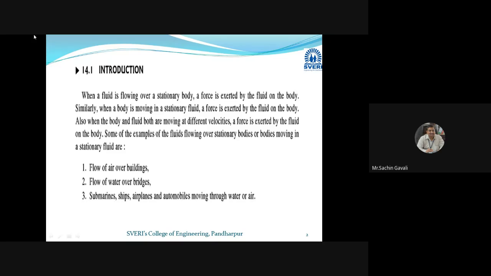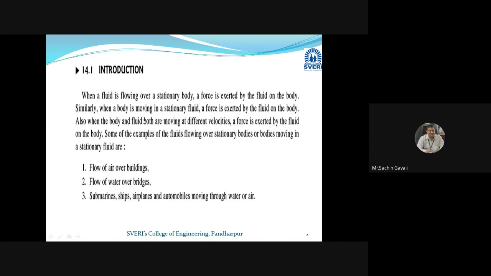Okay, so here in one PowerPoint presentation, whatever I have explained is written in a concise manner. When a body is moving in a stationary fluid, a force is exerted by the fluid on the body. Also, when the body and fluid are both moving at different velocities, a force is exerted by the fluid on the body. Some examples I have already told you.